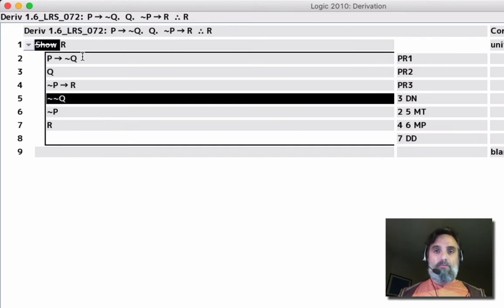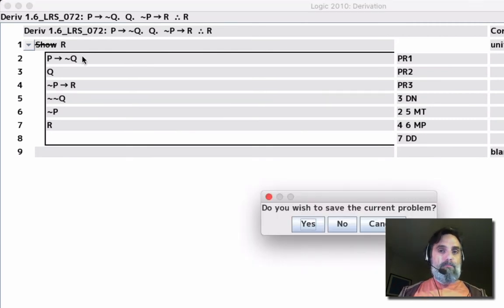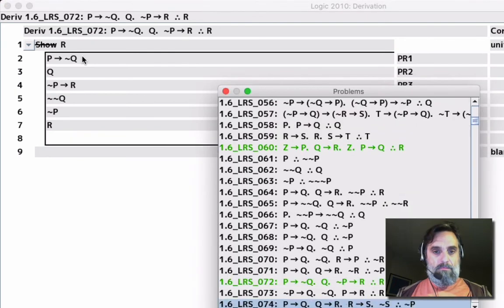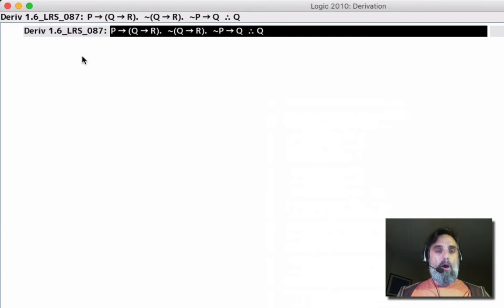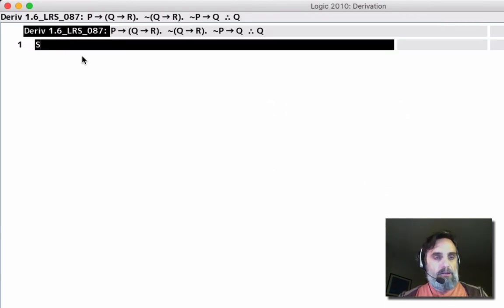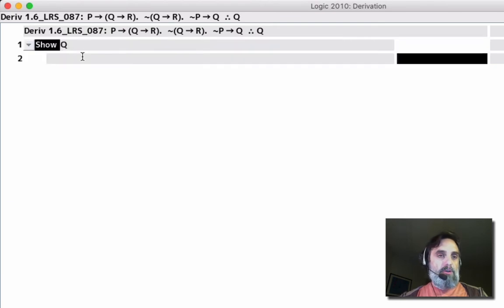We are going to move on to 1.6 LRS 87. So let's go there. All right, here's 1.6 LRS 87. So let's go ahead and set this derivation up. So first line is show the conclusion. Okay, now we know we're looking for Q. Once we get to Q, we're done. We will box and cancel with direct derivation.